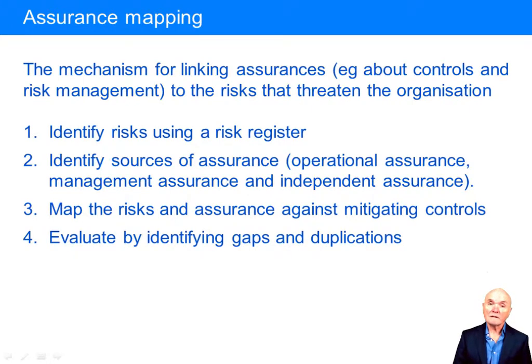You identify the risks, as we've seen, using a risk register. We identify the various sources of assurance. For example, management policies could be one source of assurance. There can be independent assurance from outside consultants and so on. But there are a number of ways in which any particular risk can be mitigated. And indeed, several ways might be used for any given risk.